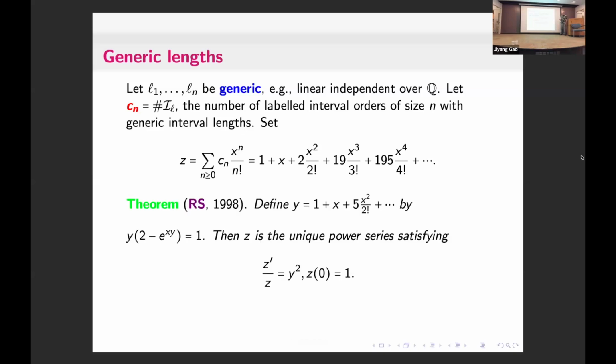So I showed the following theorem, 1998. Let's define another generating function y, which is 1 plus x plus 5x squared over 2, etc., by the condition that y times (2 minus e to the xy) equals 1. Then this z, the generating function for generic length interval orders, is the unique power series satisfying z prime over z equals y squared, z of 0 equals 1.